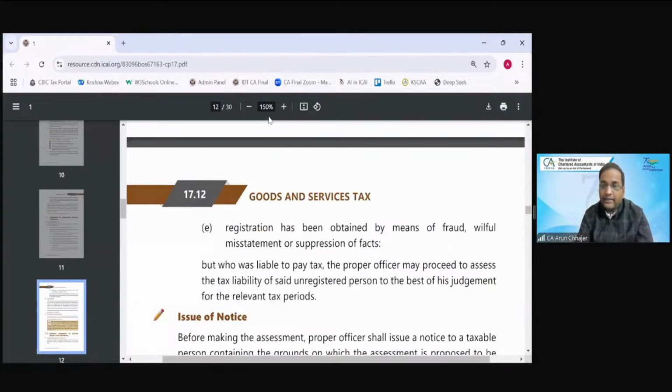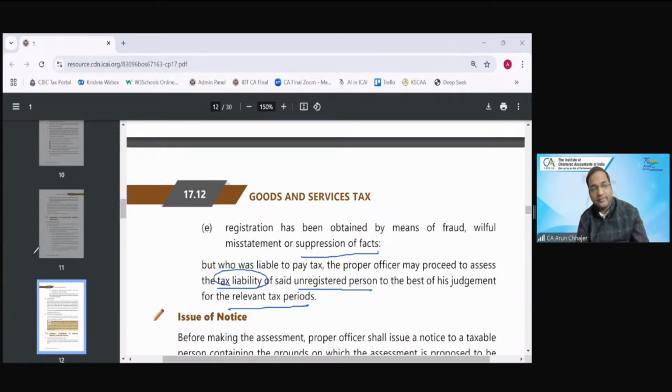Registration has been obtained by means of fraud, willful misstatement, or suppression of the fact. But who was liable to pay the tax? The officer may proceed to assess the tax liability of that unregistered person to the best of his judgment for the relevant tax period. Okay.